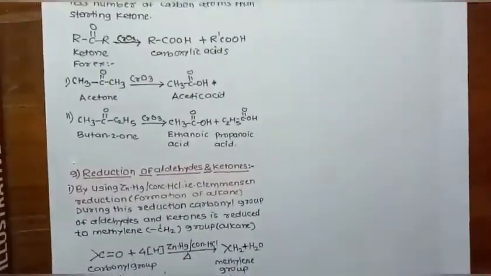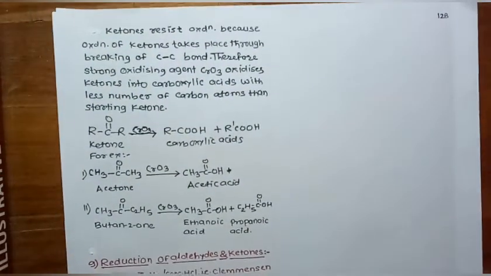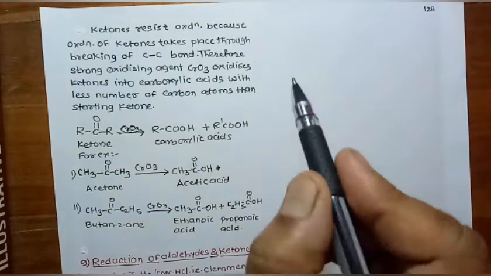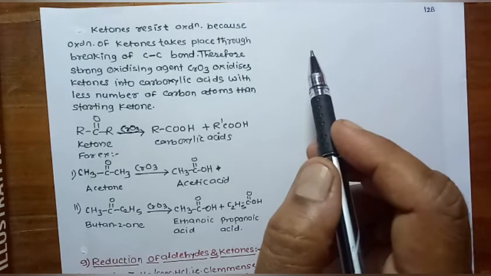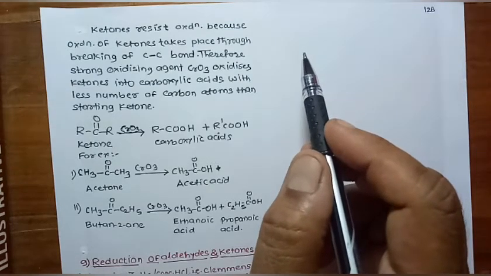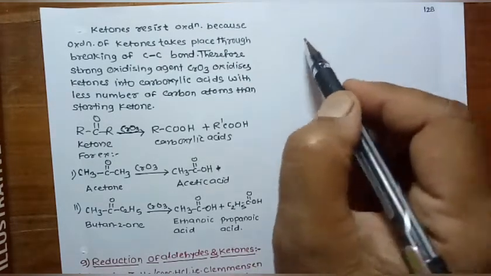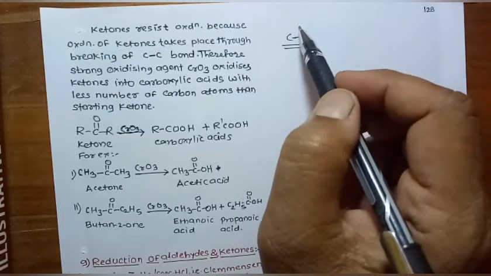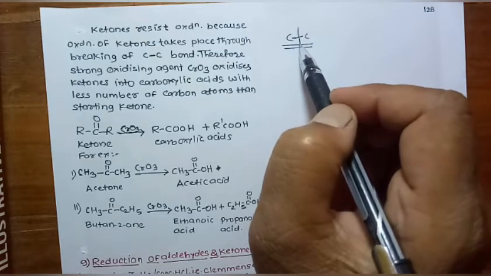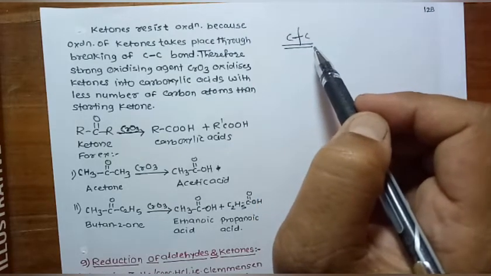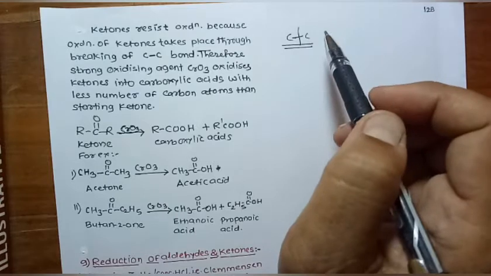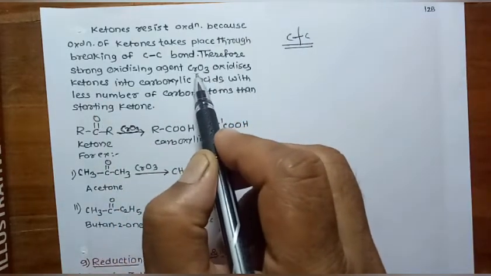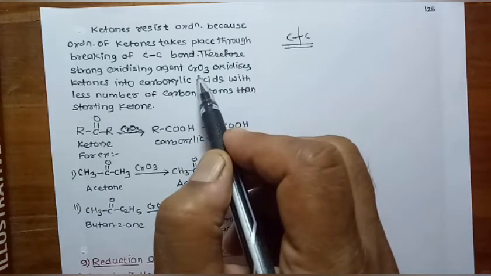Now, after this we will see the oxidation of ketones. Ketones resist oxidation because the oxidation of ketones takes place through the breaking of the C-C bond. The carbon-carbon bond breaks, and to break such a bond, a strong oxidizing agent is required. Therefore, a strong oxidizing agent like chromic anhydride or chromic oxide, CrO3, is required here.